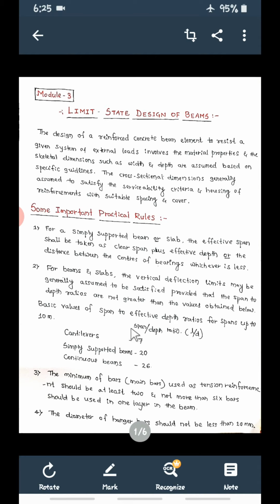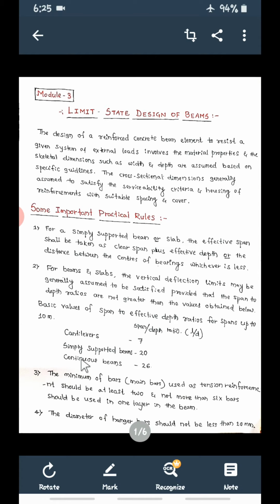Okay, so normally what we are going to do is span up to 10 meter. So if the beam length is up to 10 meter, what you have to assume is the L by D ratio, that is small l divided by small d, where small l is the effective span and small d is the effective depth. So L by D ratio we are going to assume. Okay, so how to assume?